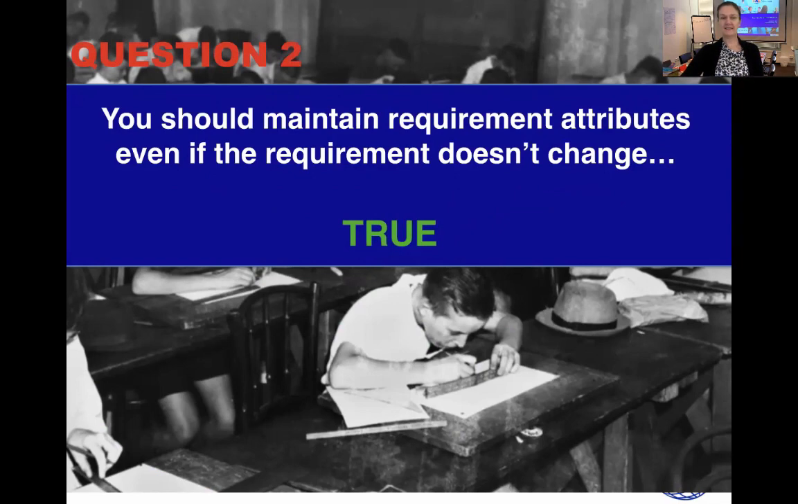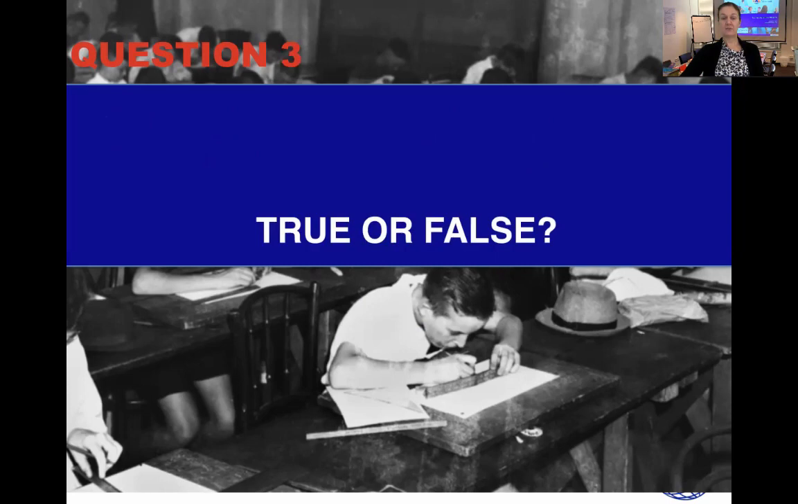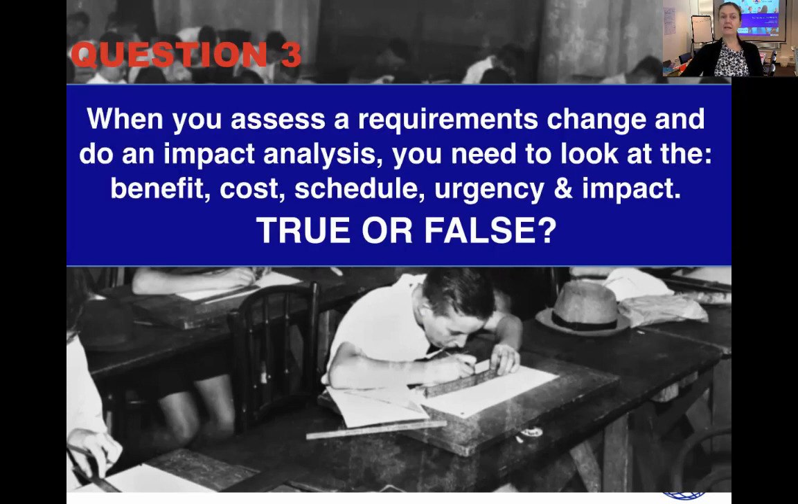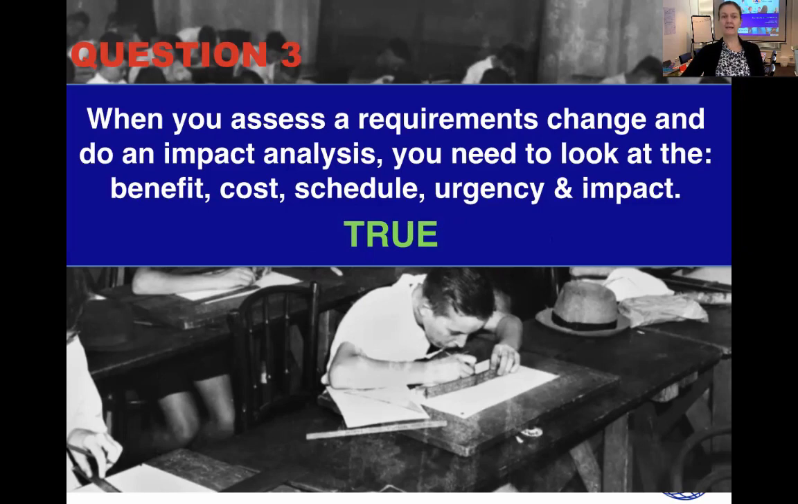All right, the last question. True or false again: when you assess a requirements change and do an impact analysis, you need to look at the benefit, cost, schedule, urgency, and impact. Is that true or false? 3, 2, 1. True. All of those things need to be considered. Great, wonderful. I hope you got all 3 of the questions right.